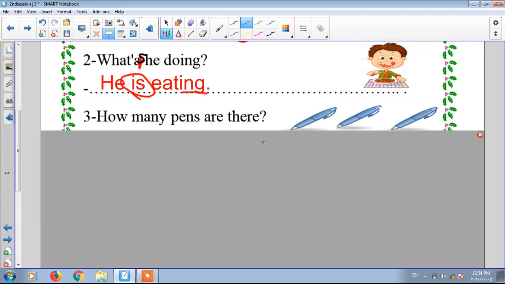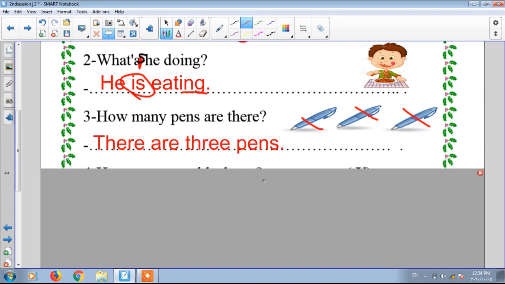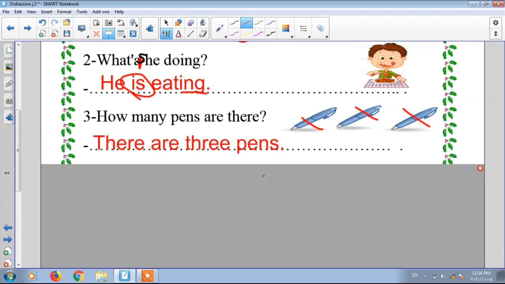Number 3, how many pens are there? Let's count. 1, 2, 3. Do I write 3 pens only? No, write a complete answer. Write, there are 3 pens.